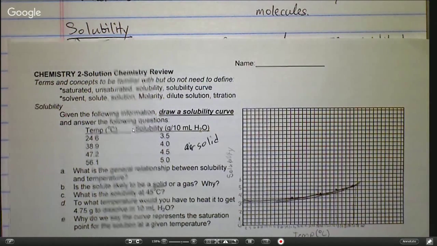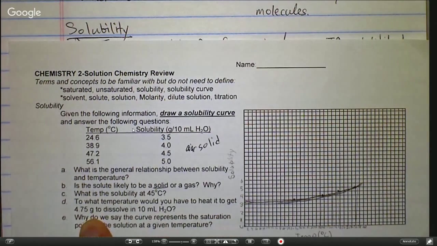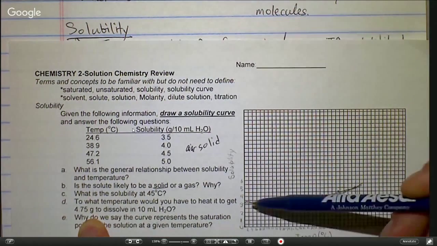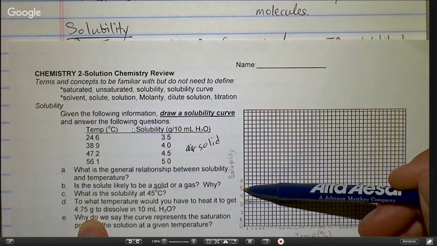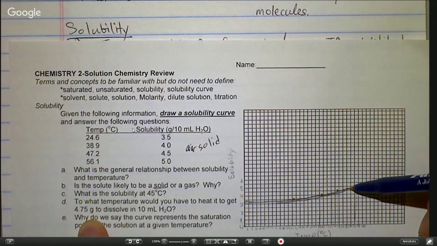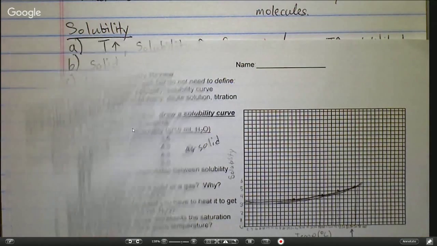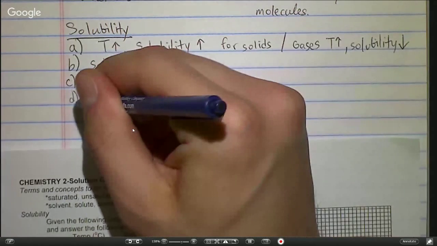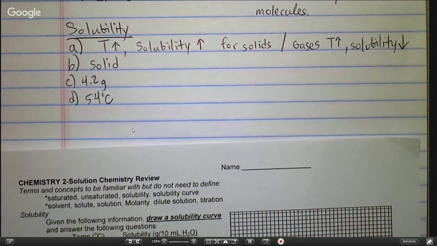Okay. D, to what temperature would you have to heat it to get 4.75 grams to dissolve? So we look for 4 grams here and 5, so 4.75 is about here. And as we come across and down, it looks like that is at about what he marked to be 54 degrees Celsius. Okay. Anyone got something different?